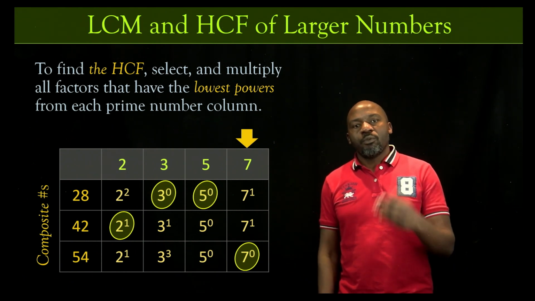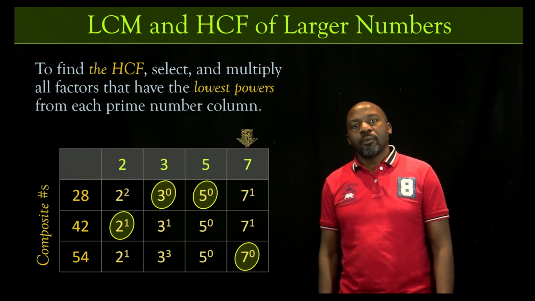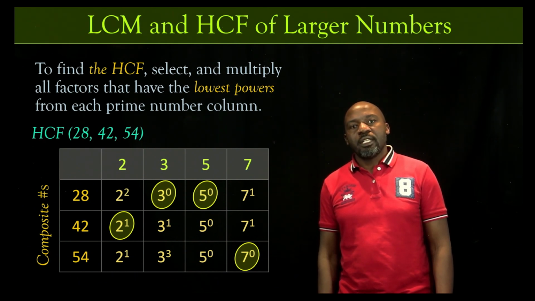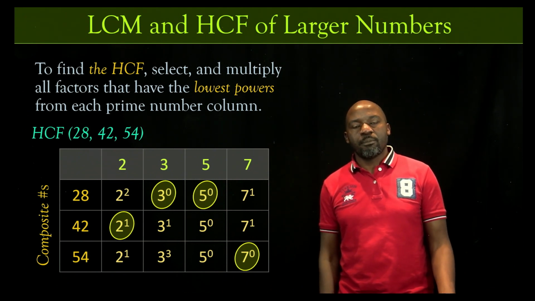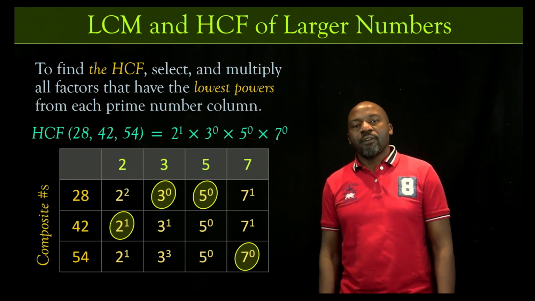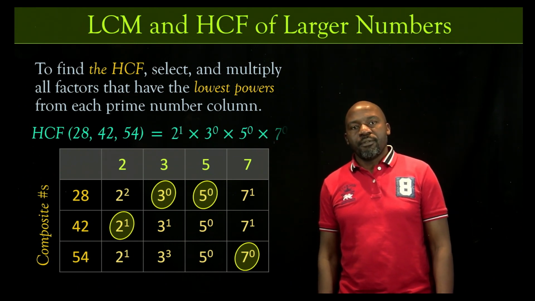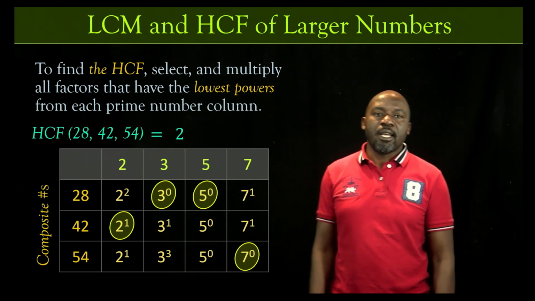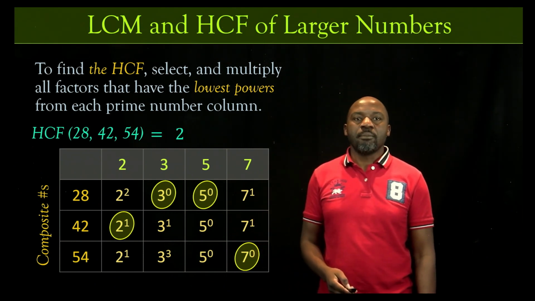Okay, and so all we need to do is multiply those. Therefore, the HCF of 28, 42, and 54 is 2 power 1 times 3 power 0 times 5 power 0 times 7 power 0. Now 3 power 0, 5 power 0, 7 power 0 are all ones, and so therefore the HCF is just 2. And that's how we find LCM and HCF for very large numbers.